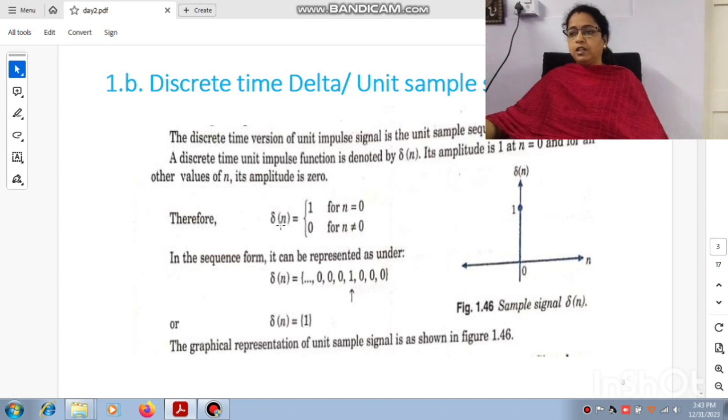This is the unit sample sequence, or the delta sequence, whose value is equal to 1 when n equals 0, and its value is equal to 0 when n is not equal to 0. This kind of signal is called a delta signal. This is the way we can represent a delta signal. We can write delta of n in the sequence representation also. So this is the graphical representation, this is the equation representation, and this is the sequence representation of the delta signal, or unit impulse signal, which we also call the unit sample sequence.